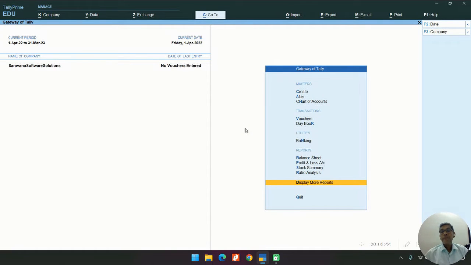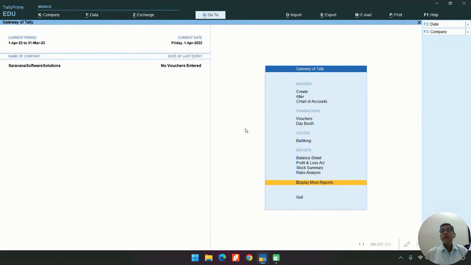Broadly categorized into four headings. One is called masters, the second is called transactions, the third is utilities, and the fourth is reports. So these are the four broad headings under Gateway of Tally. We are going to discuss in this video the first heading of Gateway of Tally, which is masters.